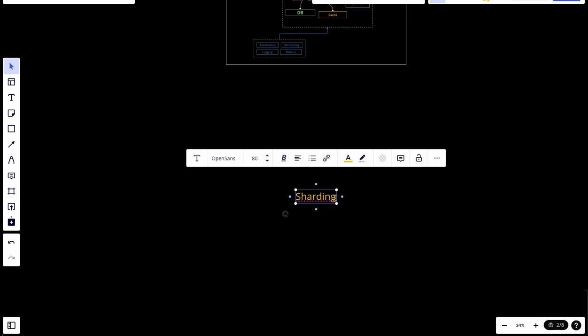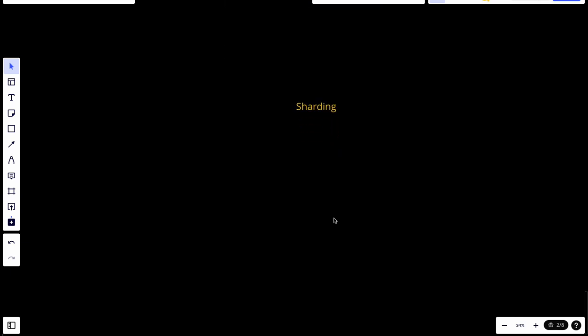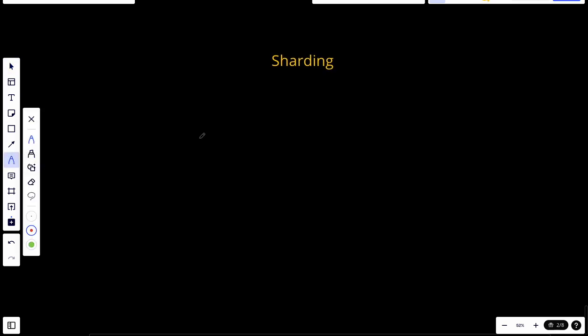Before talking about sharding, basically when we talk about sharding, we talk about database scaling. Just imagine that you have a database and this database is scaling and scaling and scaling. What can you do about that? You have two choices: vertical scaling and horizontal scaling. Horizontal scaling is known as sharding. Vertical scaling, also known as scaling up, is scaling by adding more power, like CPU, RAM, disk, etc.